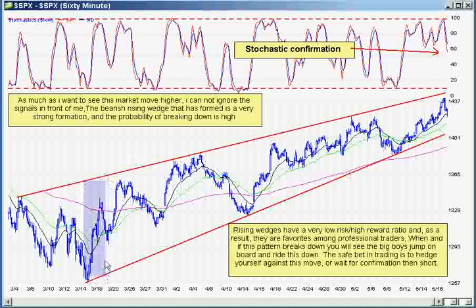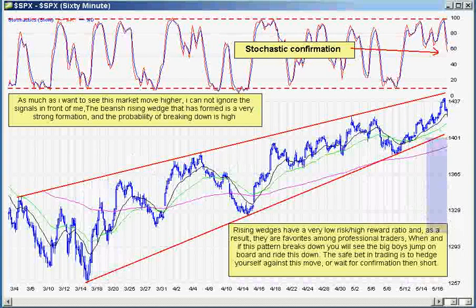Technically, this wedge pattern has the possibility of pulling back quite a bit, back down below 1320, which is a big move. That would be a 100-point move in the S&P, so that's a pretty decent sized move. We're going to watch this pattern develop. I'm kind of hesitant going into this week's market with this pattern laying in front of us. It's just a pattern that makes me cautious.